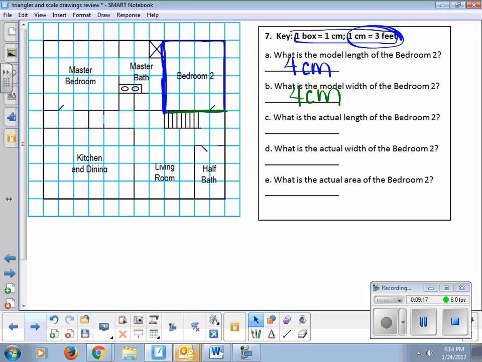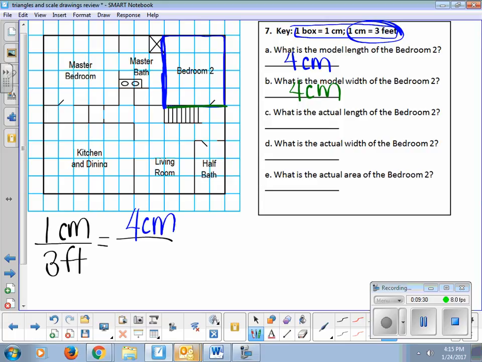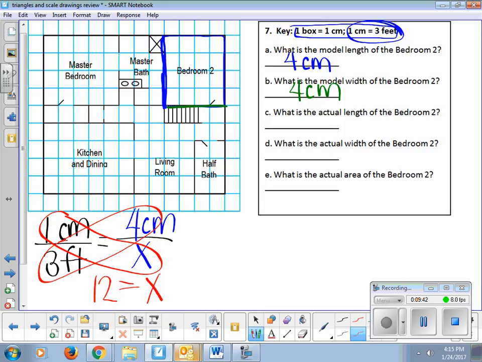We want to find the actual length. That's when we're going to use our scale as a fraction. 1 centimeter equals 3 feet. And we fill in. If the length is 4 centimeters, that goes in our numerator with centimeters. We put in x and then we cross multiply. 3 times 4 is 12. 1 times x is x. So we get that the actual length is 12 feet.